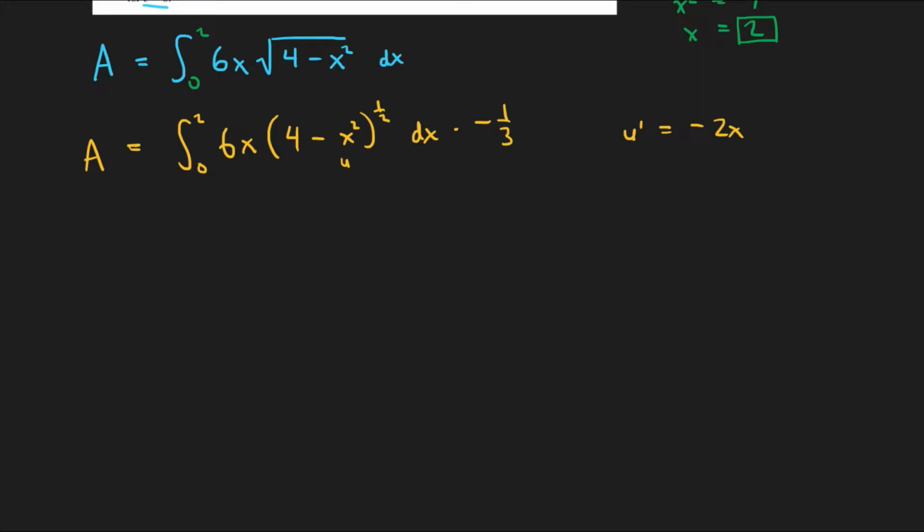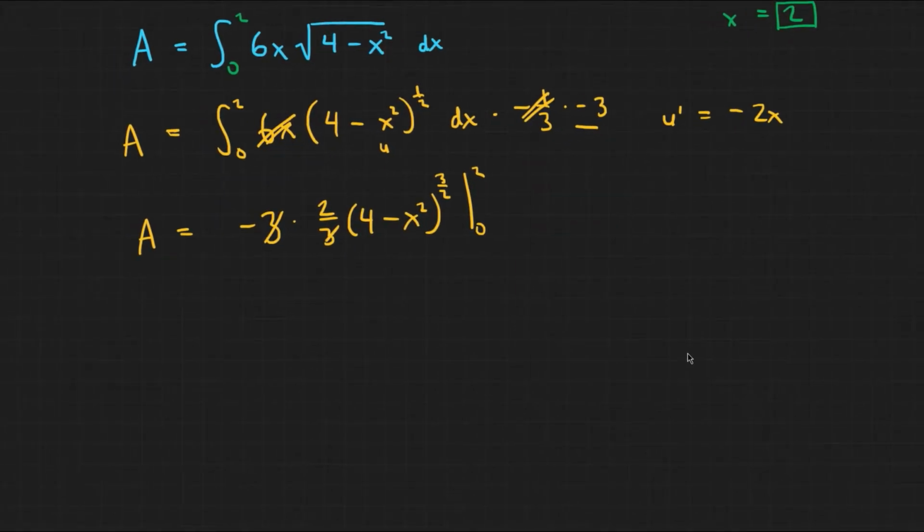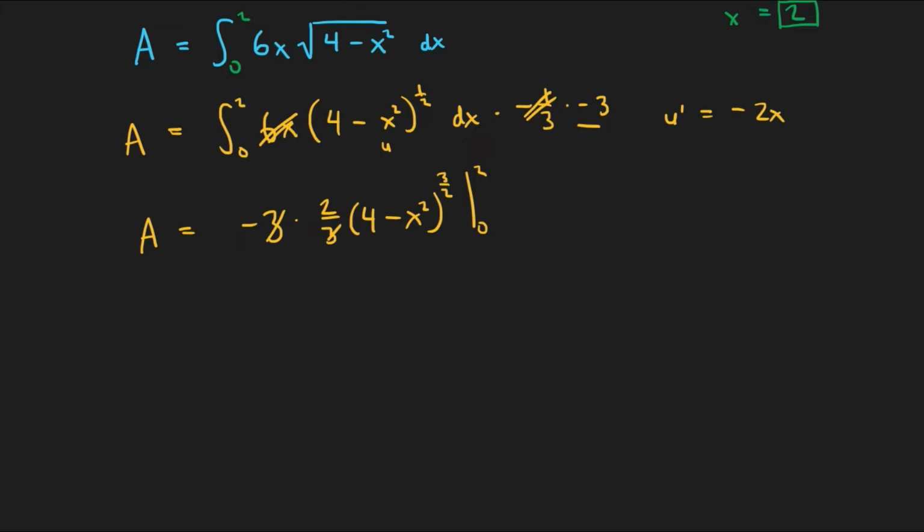So I'm going to put a times negative 3 up here. And if we take these out, because of the reverse chain rule, we get that our area is going to be this -3. We start with our -3, and then we use the reverse power rule for this term. So that's going to look like 2/3 (4 minus x squared) to the 3/2 power from 0 to 2. And I see that this 3 and this 3 cancel out, so we're just left with that. And then from here I can just expand and we'll get our answer.